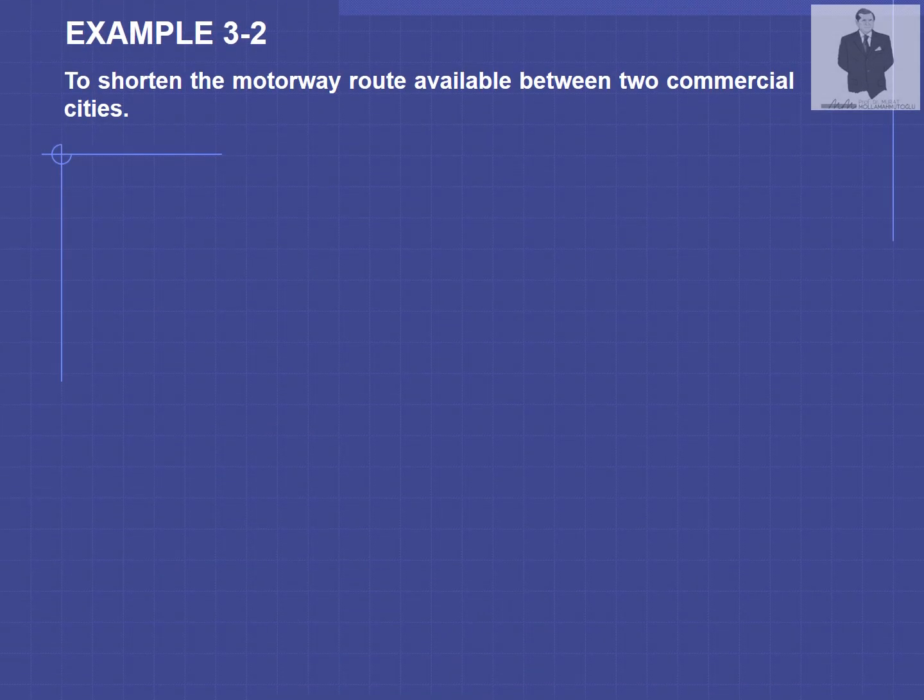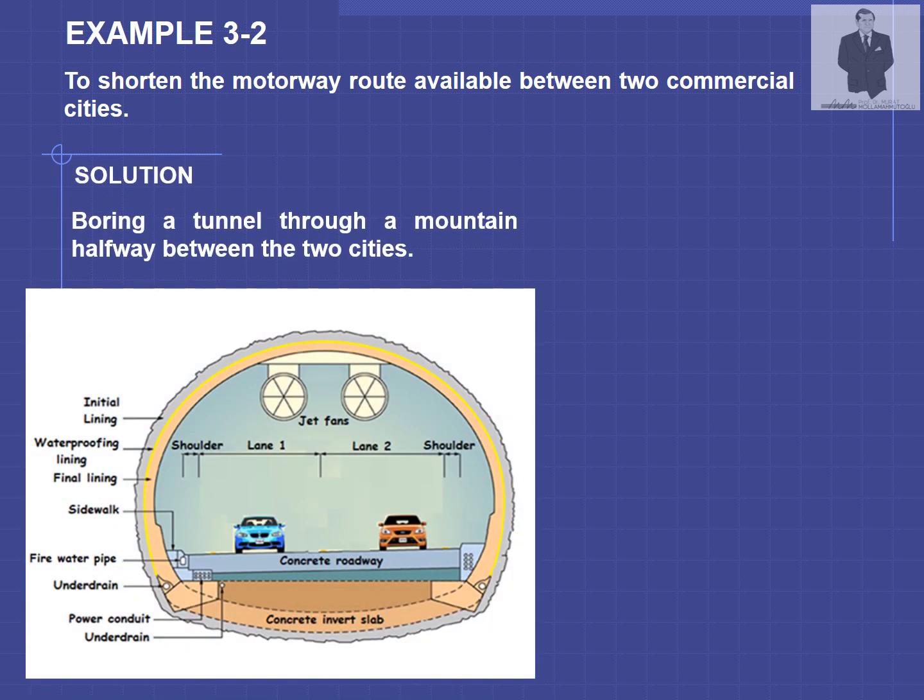The goal of this project was to shorten the motorway route available between two commercial cities. The solution was to use a tunnel through a mountain halfway between these two cities. Now in the figure you see the cross-section of the tunnel. Let me give you some information about it. The initial lining, as shown here, is also called primary lining. It is used to secure the work site during construction.